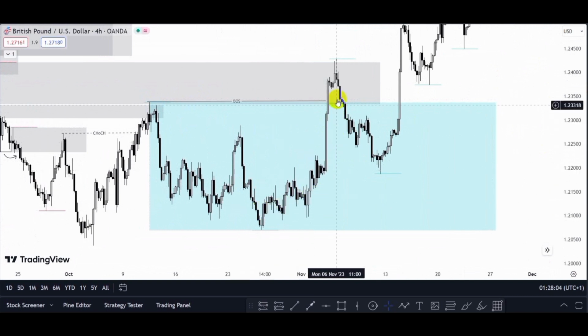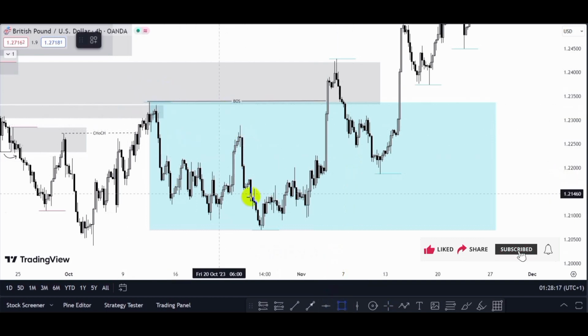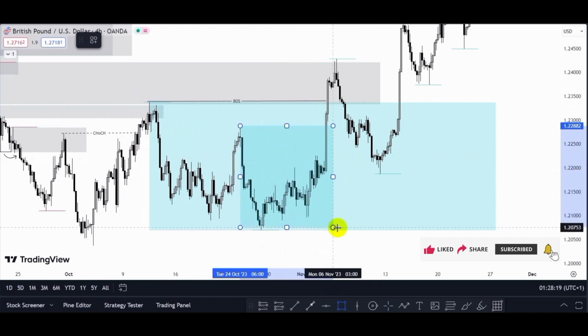And then you can now see price return mitigated the IOF zone. But where is the most recent selling move? You can see this is the most recent selling move. Within this IOF, we have this move here.